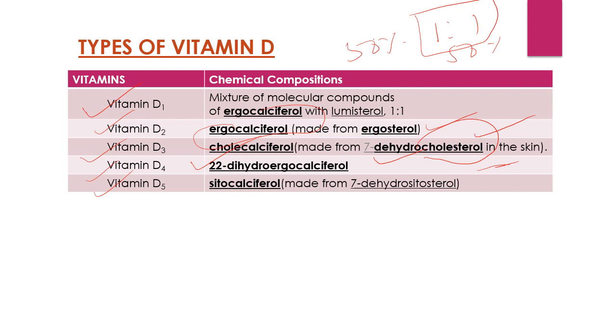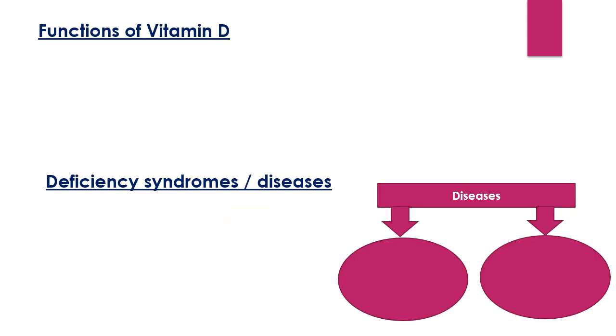2,2-dihydroergocalciferol. Vitamin D5 is sitocalciferol, made from 7-dehydrositosterol. No need to remember, just for more information. Let us look at the functions of vitamin D.